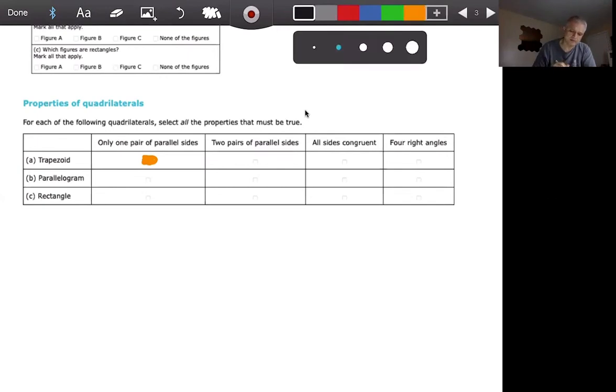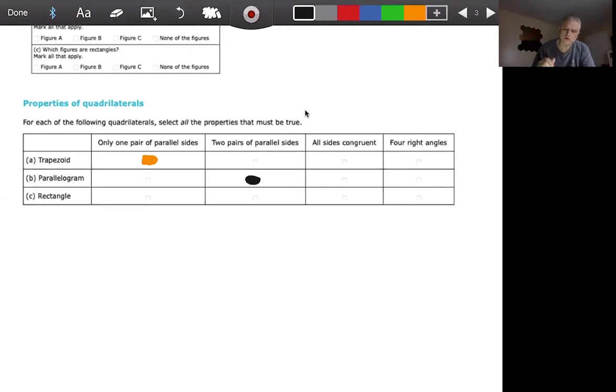Okay, parallelogram. Right? A parallelogram, by definition, has 2 pairs of parallel sides. Must it be true that all sides are congruent? No, you have to have opposite sides congruent for a parallelogram, but you don't have to have all 4 of them congruent. How about right angles? Again, no. Opposite angles must be congruent, but all 4 don't have to be congruent to be a parallelogram. If all 4 are congruent, yes, it is a parallelogram, but that's only because it makes the opposite angles congruent.